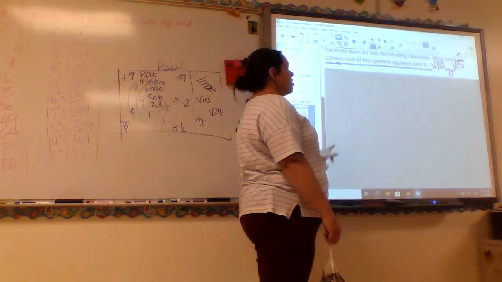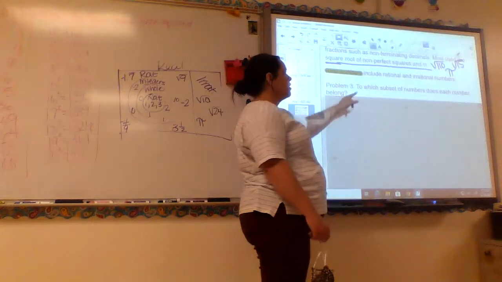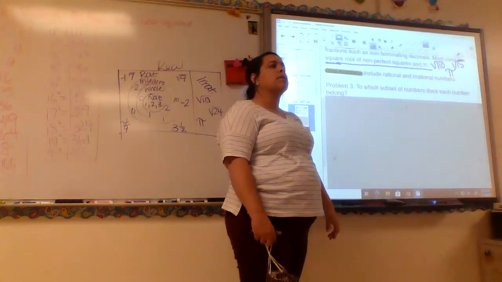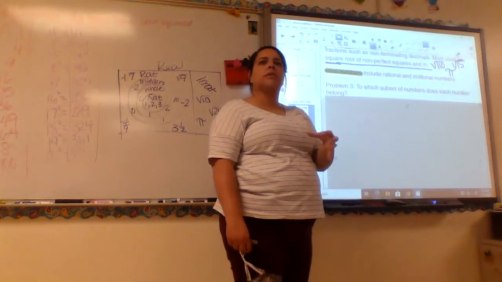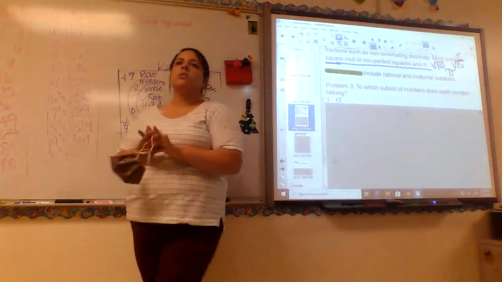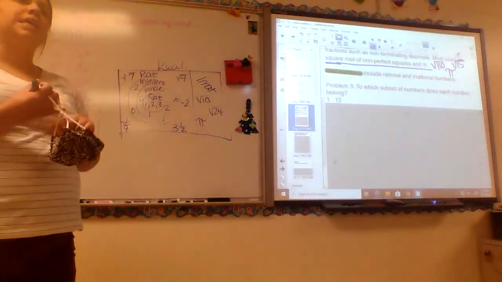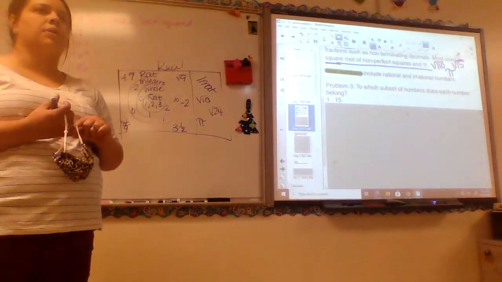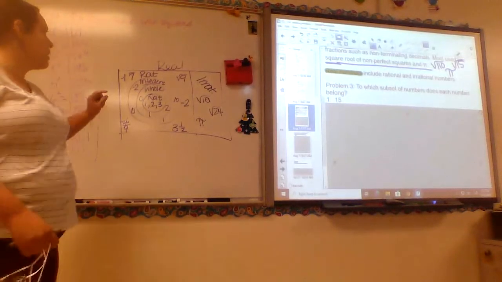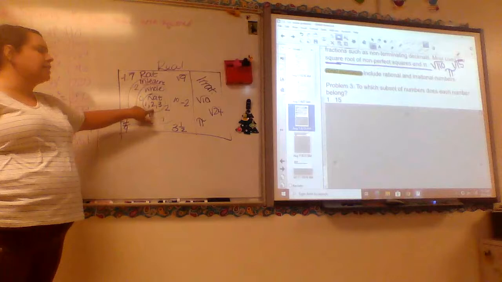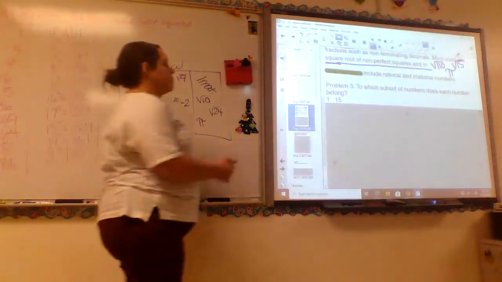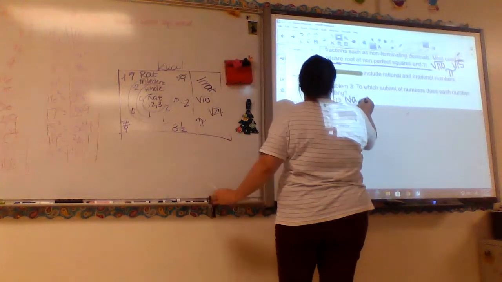So we're going to read the directions first. To which subset of numbers does each number belong? So when it says subsets, it's talking about these words that we just learned. All right, so the first one is 15. And here's what you're going to ask yourself. Is 15 a positive counting number? Yes, you can count to 15. Therefore, I asked myself, okay, is it natural? Is it a positive counting number not including 0? Yes. So it's natural.